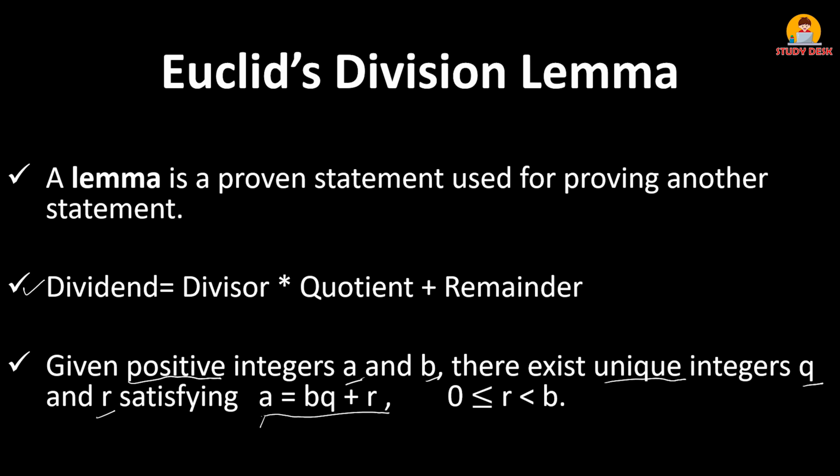Now what is A here? A is the dividend. What is B? B is our divisor. Q is the quotient, and R is our remainder. Now the condition that is followed here is R is greater than or equal to 0 but lesser than B, which means that the remainder is greater than or equal to 0 but it will always be lesser than the divisor.